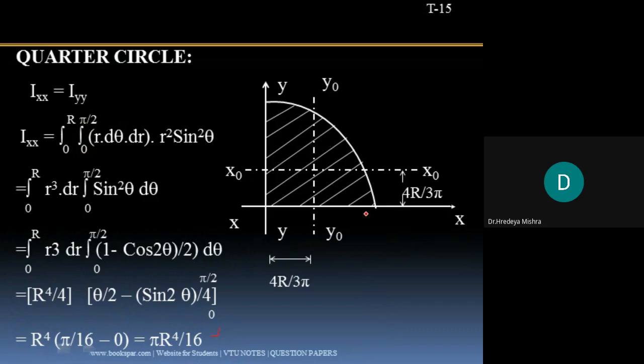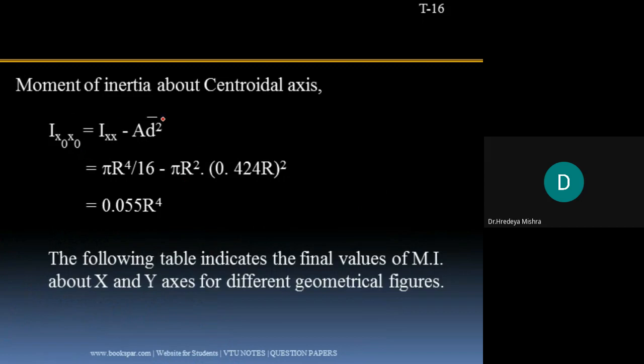So here again we calculate the moment about the centroid axis. Ixx minus A d square: pi r power 4 divided by 16 minus pi r square by 4 times 0.424 r, squared, and we get this value.